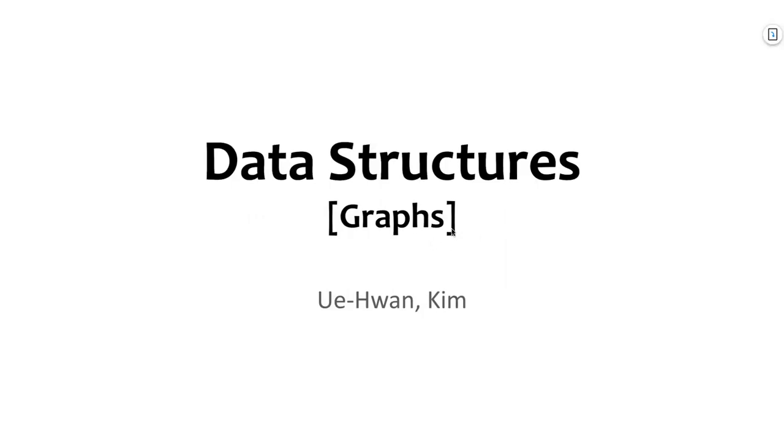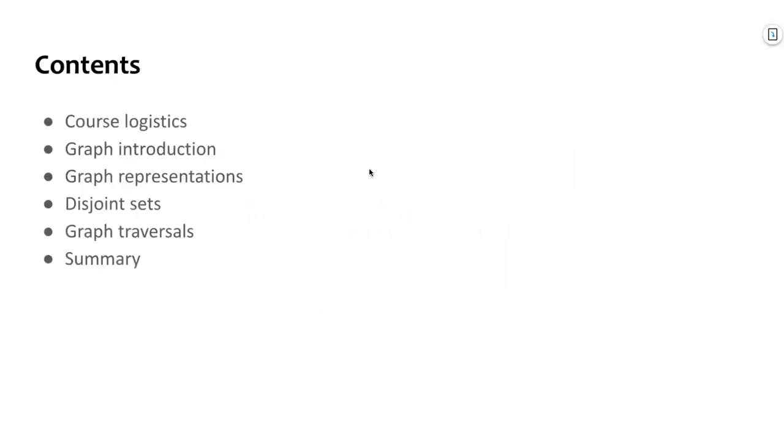Today, we are going to talk about graphs. These are what we're going to talk about today. First, we're going to talk about the course logistics, and then I'm going to introduce what a graph is, and then we're going to have a look at how we can represent graphs in computers, and then we're going to talk about disjoint sets, and if time permits, we're going to discuss how we can travel through graphs.